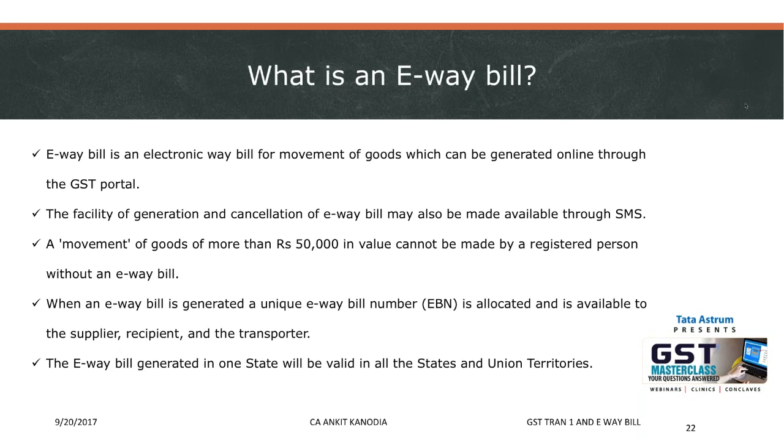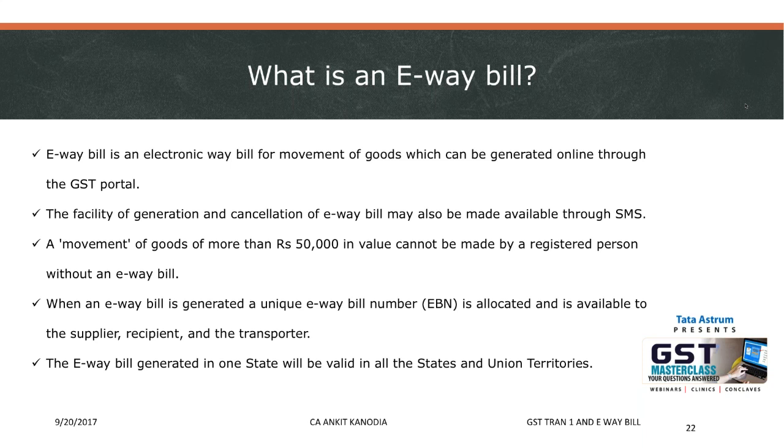Basically, e-way bill, the government intends it to be a document which should be required wherever there is a movement of the goods. Now, the movement of the goods can be between registered persons, between registered and unregistered persons, and can be fully between unregistered persons under the GST regime.